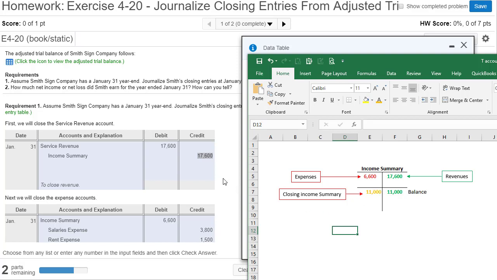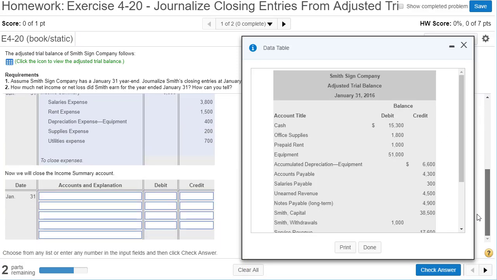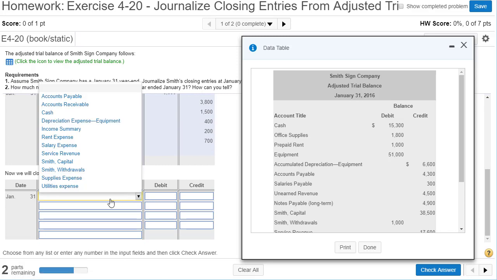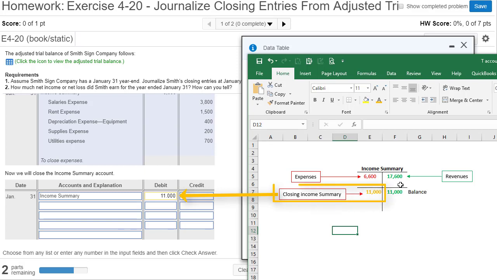So now I'm going to go back to my T account, or to my journal, scroll down, and I'm going to put income summary, 11,000 on the left side. Again, why did I do that? Because we had a balance on the right side of 11,000, and we have to close this account out because it's going to go into capital instead. So how do I close out something with an $11,000 credit balance? You need to debit it.